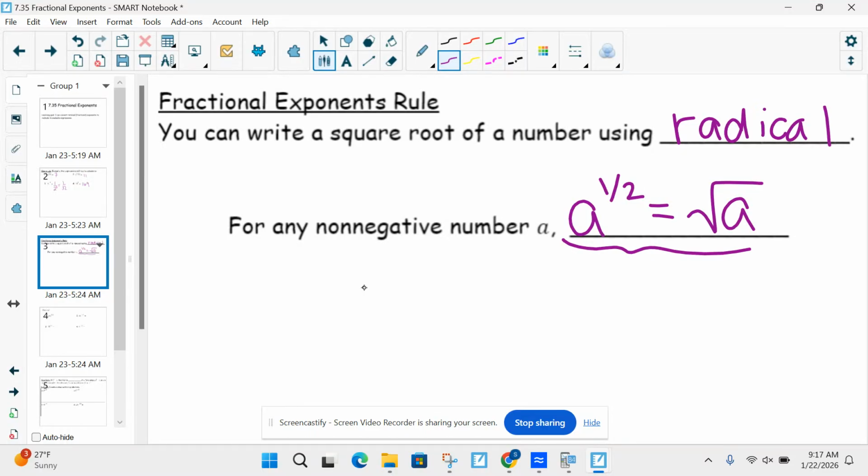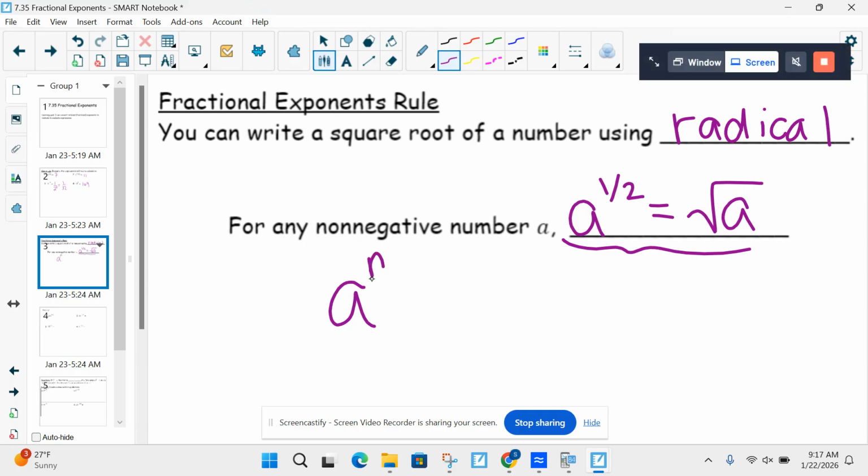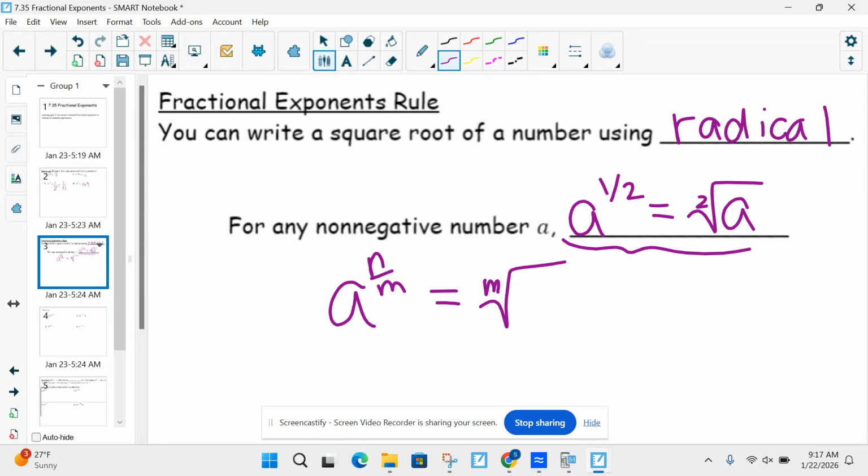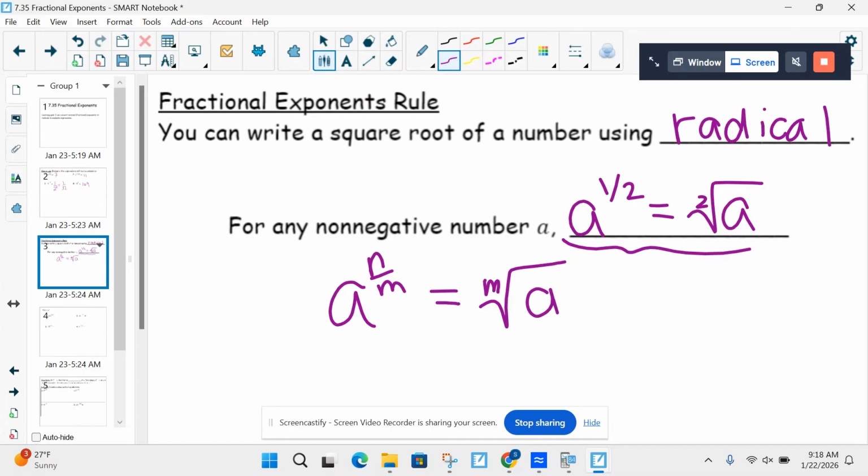But in general, if we have a to the n over m, so that means the exponent is a fraction. The m is the root. So like here, the denominator was a 2. That means a square root. So this is an implied 2. We don't normally write the 2 there because it's implied to be a 2. But for any other number, it would be the mth root. So the denominator of the fraction represents the root of a. The numerator of the fraction represents the exponent. So I'm going to put parentheses around the root to the power of n.